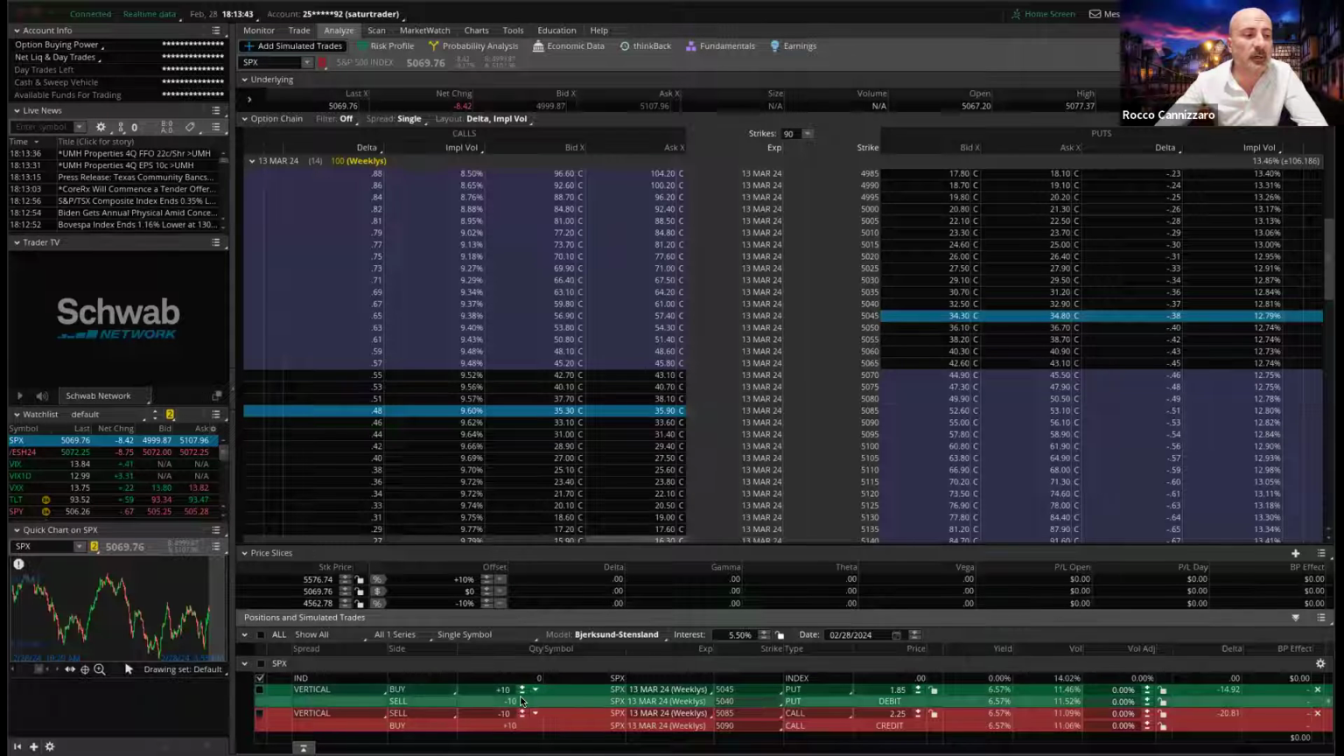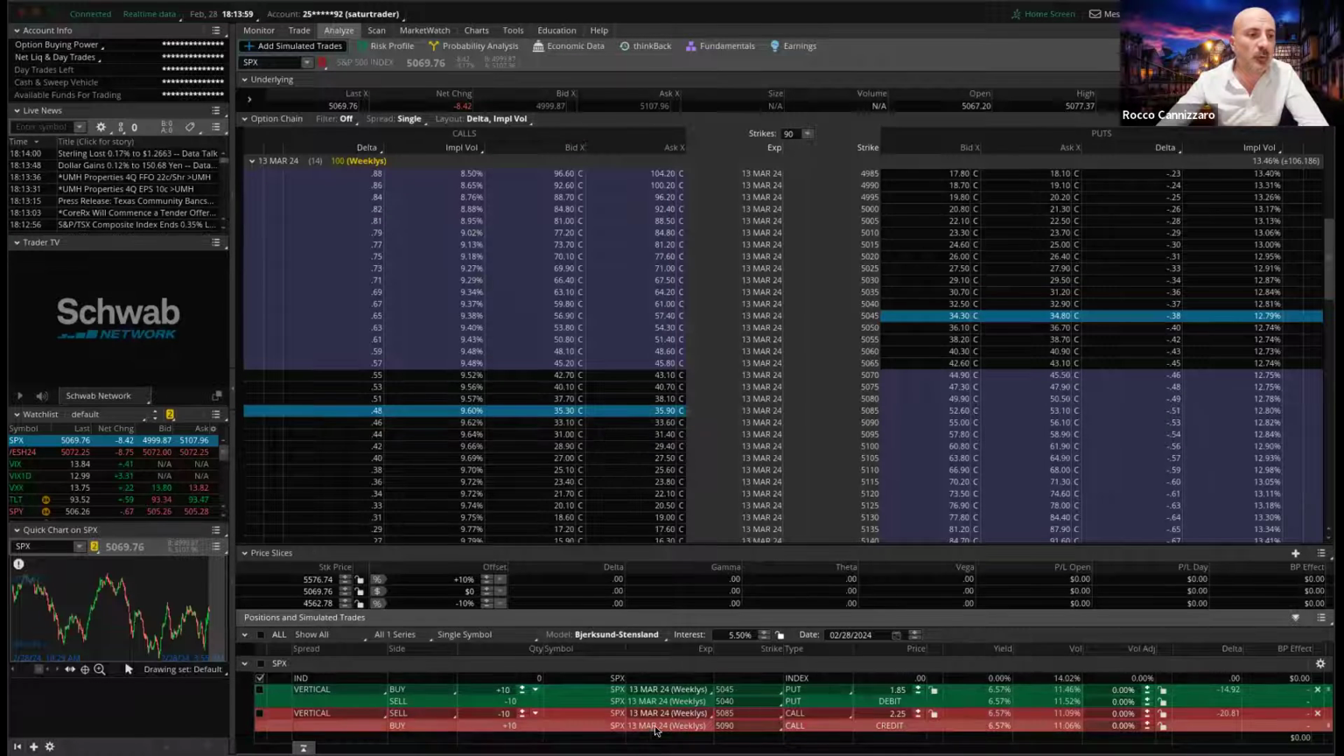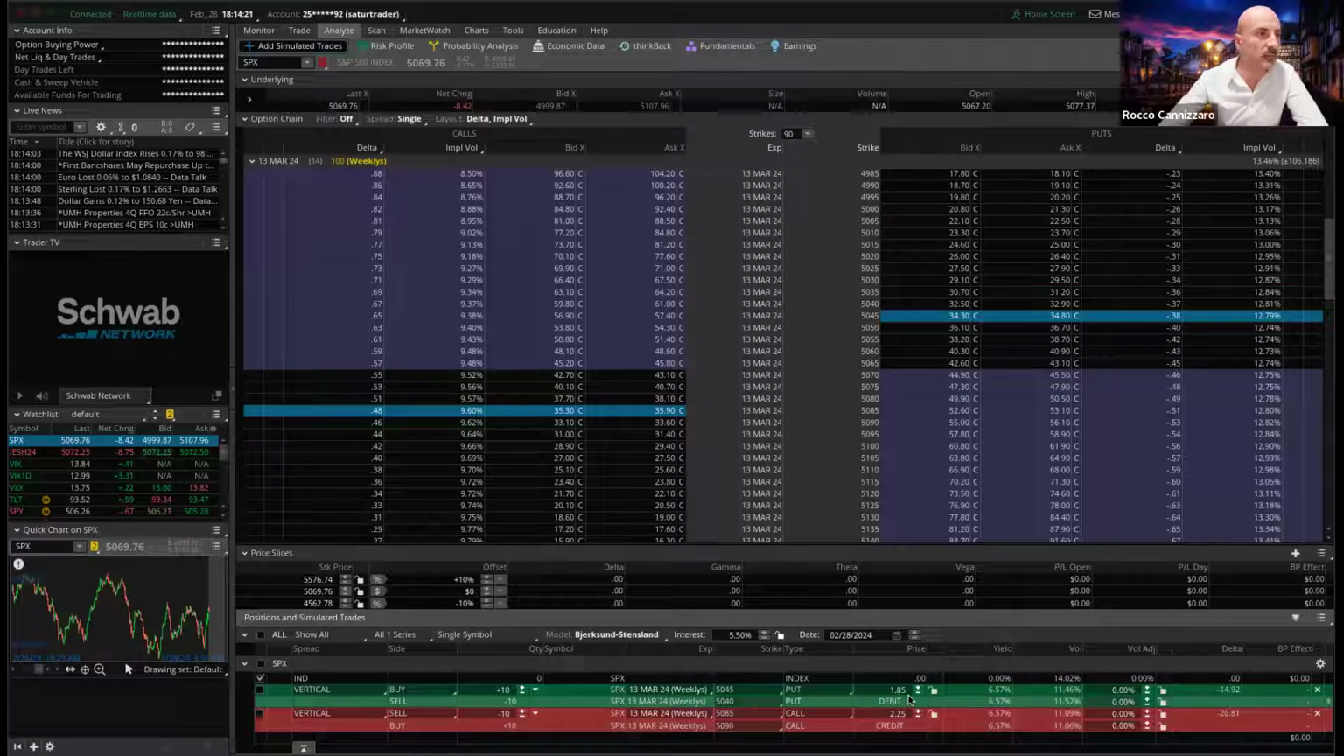The cost of this put spread is $1.85. Then we're going 20 points out of the money on the call side, at strike 5085, and we are selling a $5 wide call spread. As you can see, the price of this call spread is $2.25. So the credit that I'm receiving for selling this call spread is enough to cover the cost of the put spread, plus some more. I have some extra 50 cents or so.